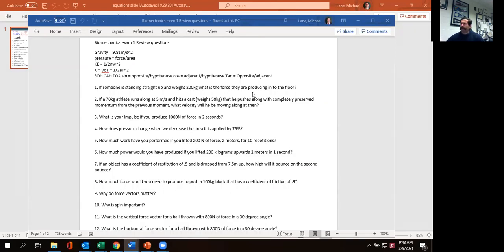All right. So number 7, if an object has a coefficient of restitution of 0.5 and is dropped from 7.5 meters up, how far will it bounce on the second bounce? Okay. So remember, our coefficient of restitution is how much percentage of its initial height it will hit after each bounce. So after one bounce, we'll have gone from 7.5 to 3.75.